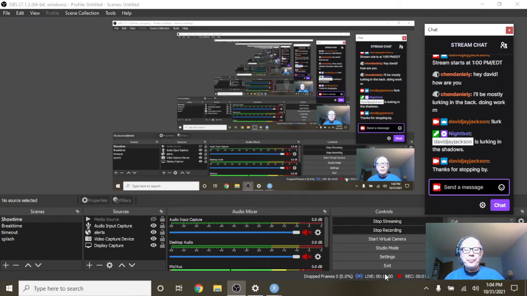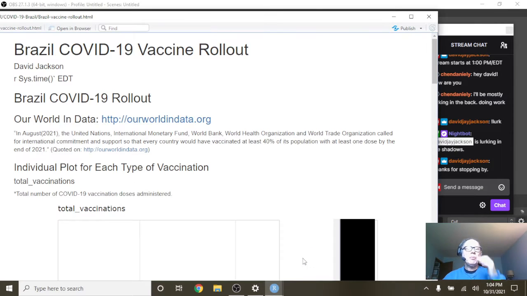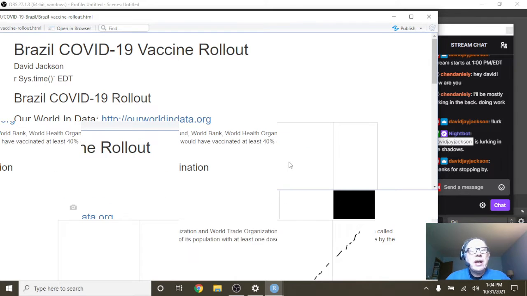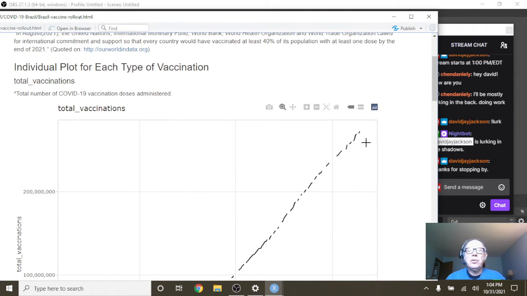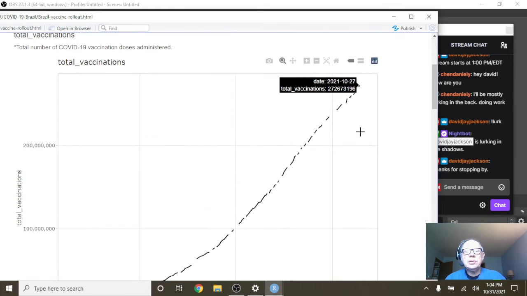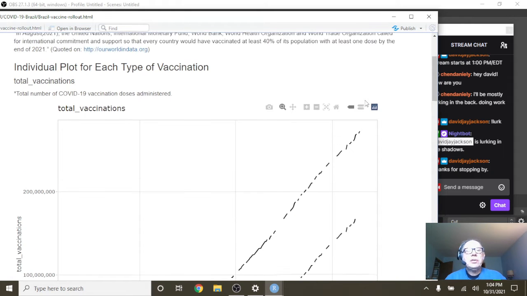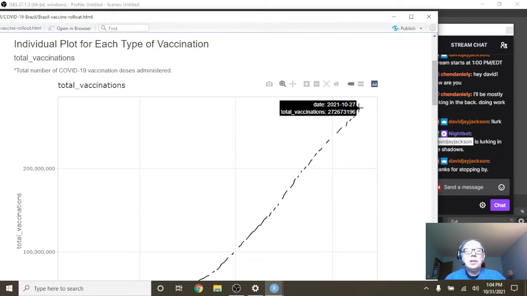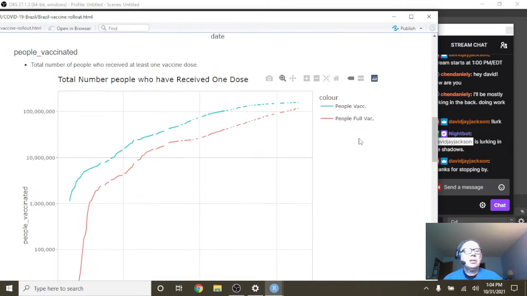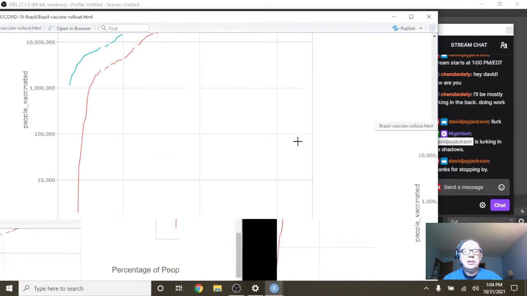Okay, where to leave off? Brazil's COVID vaccination data. So what you can see here, total doses administered is 272.6 million doses. What about the total number of people who received one dose? Well, that number is 158 million plus, while only 115 million have been fully vaccinated.